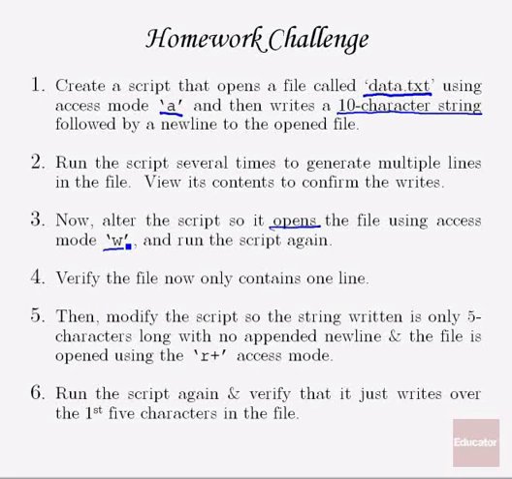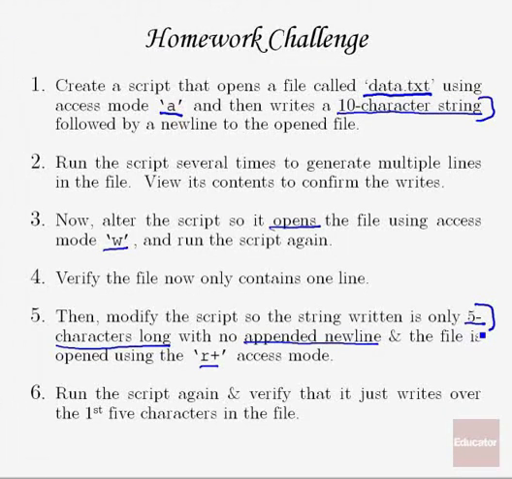Then I want you to modify the script so that the string you're writing is only 5 characters long. It's still going to be opening that data.txt file that we've been using. Don't append a new line to it as we had in the string before. And then open the file in R+ access mode. Again, that's going to open the file for reading and writing at the beginning of the file. Then go ahead and write this 5-character string to the file, close the file, and run the script.